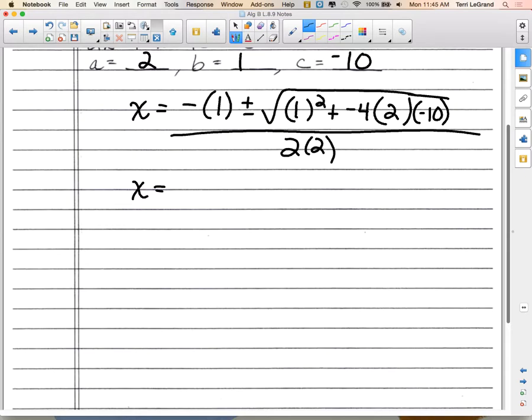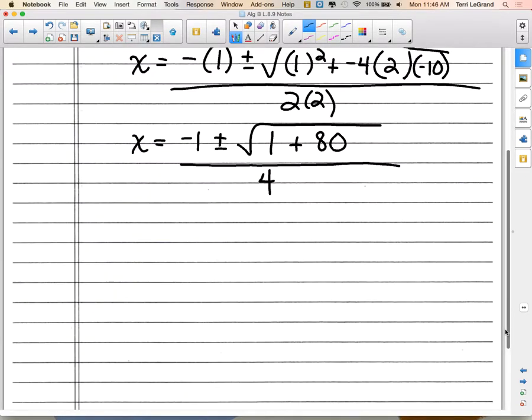So the opposite of 1 is negative 1, okay? 1 squared is 1 plus, what's our 4AC become? Negative 4AC becomes 80. Negative times a negative is a positive, and then we have another positive we're multiplying by, so we end up with a positive, and 4 times 2 times 10 is 80. And downstairs we end up with 4. Okay, that's all we do in that step.